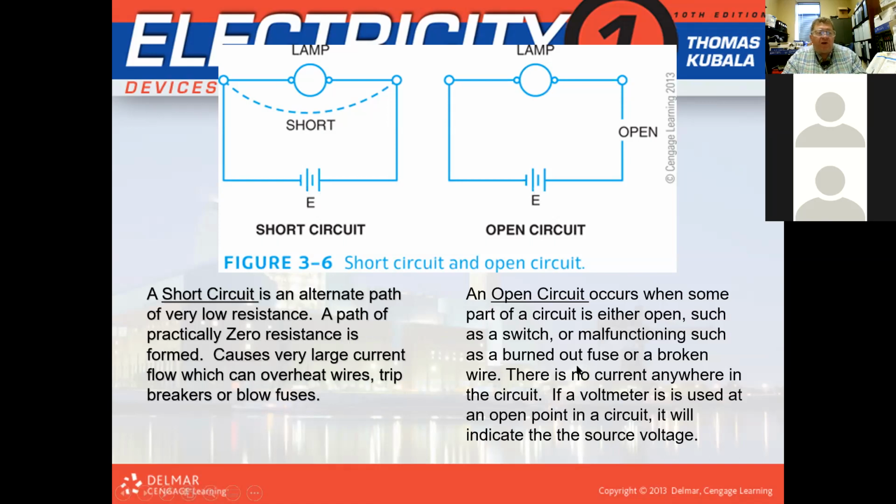Now, here's a characteristic of an open circuit. Wherever the open or broken connection is, if you put a voltmeter across the open connections, you will actually read the power supply voltage. So if it was a 12-volt battery and you had a broken connection and you put the meter across those two, you would read 12 volts.